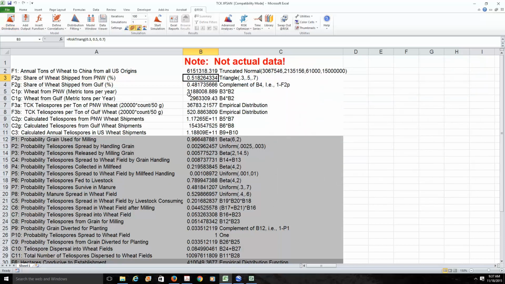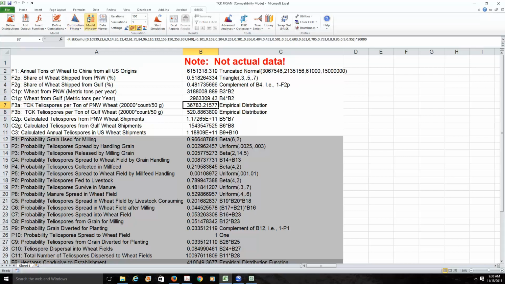Don't worry, I'm not going to do every cell, but I want to get you off to a start here. And so we take a look at the wheat. This is a calculation, this number times this number. Now what we want is the number of spores in a ton of wheat. And here you see we have 36,000 spores in a ton of wheat from the Pacific Northwest, 520 spores in a ton of wheat going through the Gulf of Mexico.